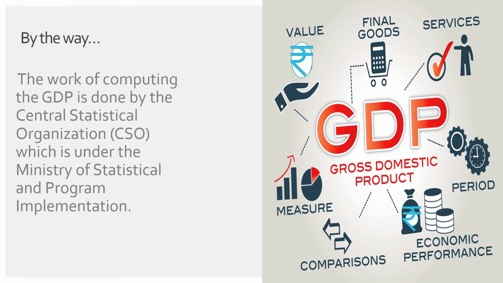Let me give you a little piece of information here. The work of computing the GDP is done by the Central Statistical Organization, that is the CSO, which works under the Ministry of Statistics and Programme Implementation in India. Here I've put a little illustration to help you understand what GDP is all about. It is the value of final goods and services produced in a period of one accounting year. And when we measure GDP, it helps us to make comparisons and it helps us to understand the economic performance of our country.